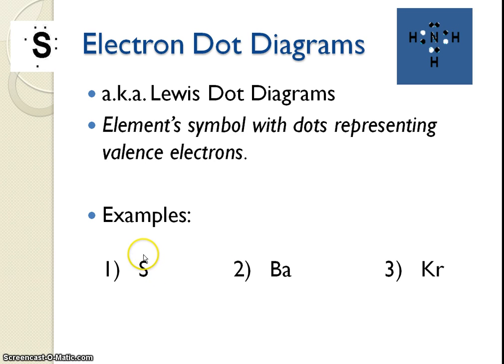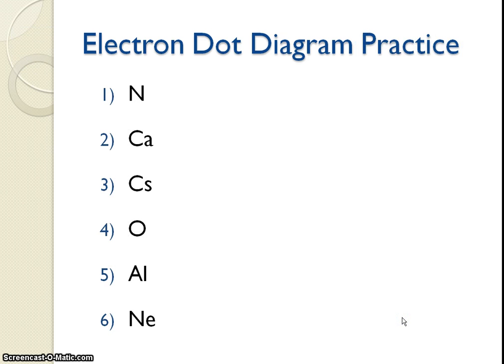So for sulfur, you're just going to put 2 on one side, 2 on one side, 1 on this side, and 1 on this side. And it doesn't matter which 2 sides have the double ones, just as long as you have a total of 6 electrons on the outside. Barium is an alkaline earth metal, so it has 2 dots. And krypton is a noble gas, so it has all 8. So you'd have 2 on each side for krypton. Go ahead and pause this and see if you can find these elements and figure out how many dots you would put around each one.